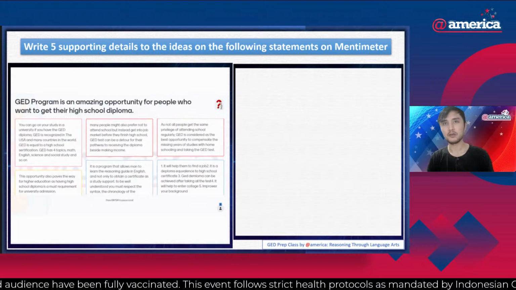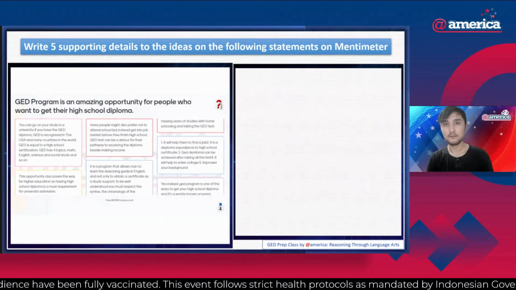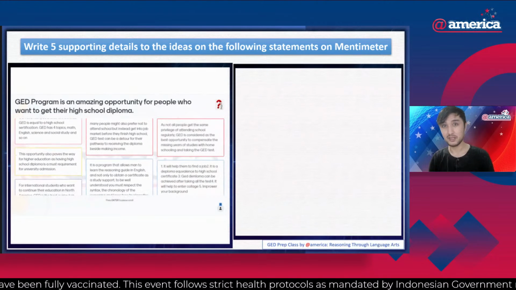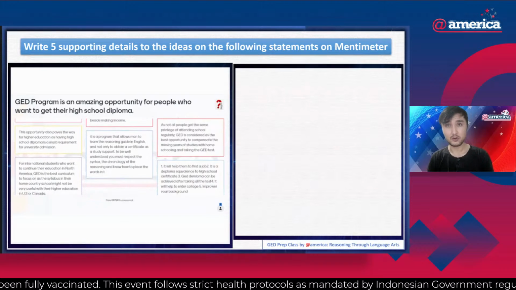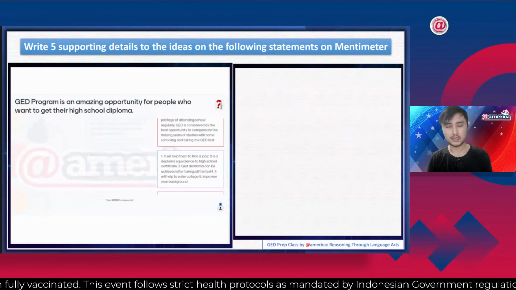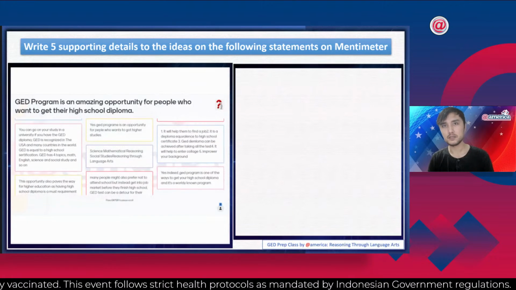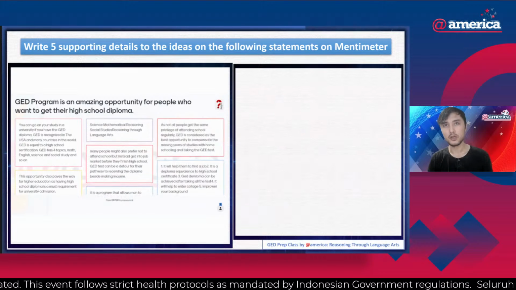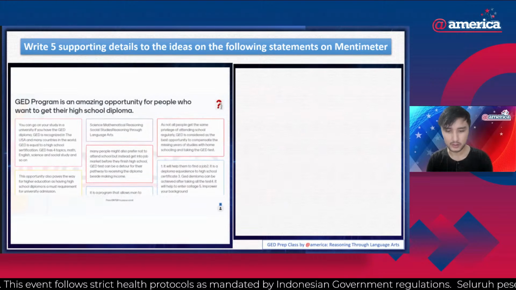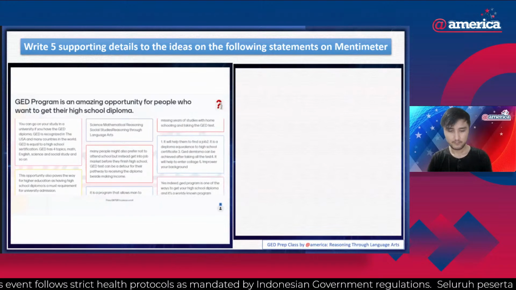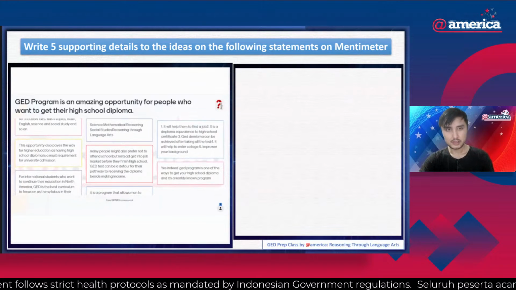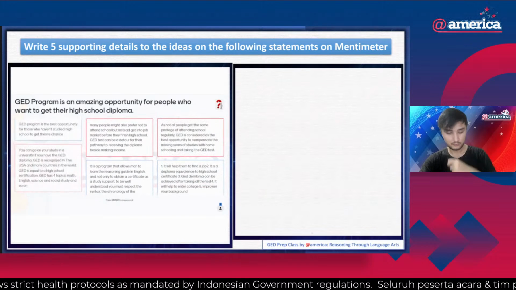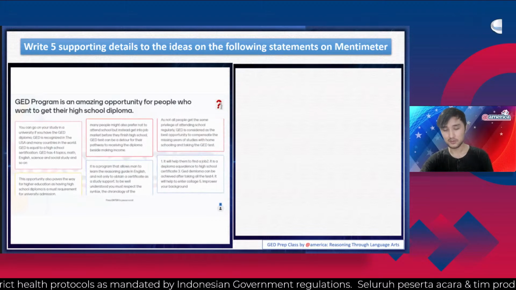And also on the At America website, if you have visited, and also on the Notion site, you can see that if your plan is to study in the US, then GED could be one of the ways that you will get accepted at a university in the US.